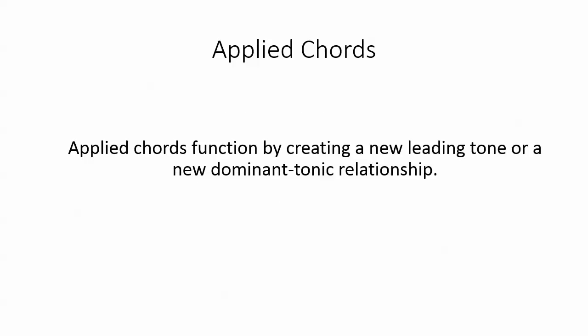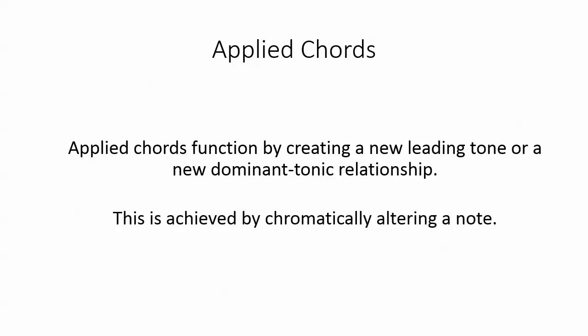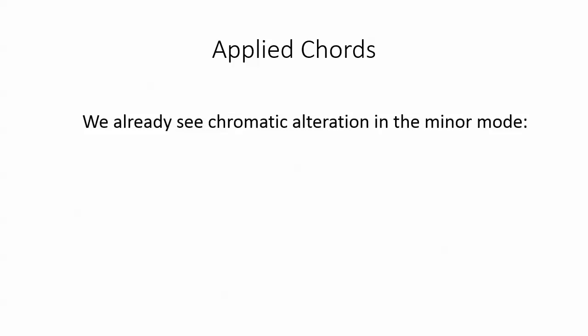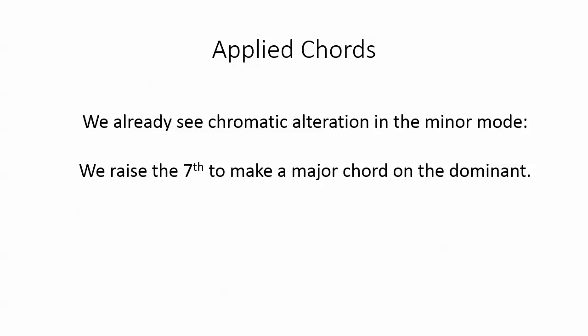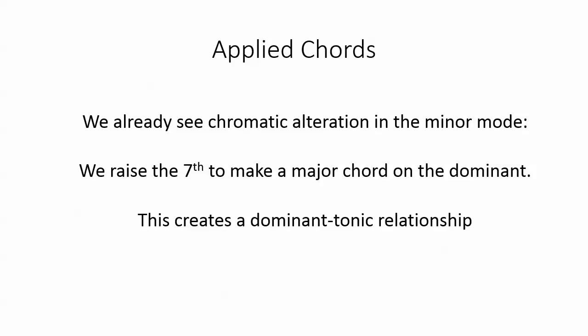Applied chords function by creating a new leading tone or a new dominant-tonic relationship within a key. This is achieved by chromatically altering one or two pitches of a diatonic major or minor mode. Now we've already seen chromatic alteration in the minor mode. We usually raise scale degree 7 to make a major chord on the dominant. By raising the 7th, we get our tritone. A dominant to tonic relationship is created, and we want to hear resolution.